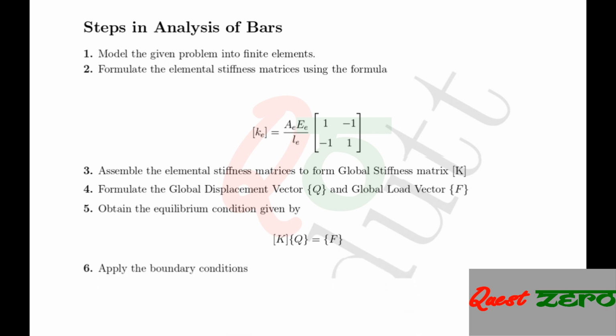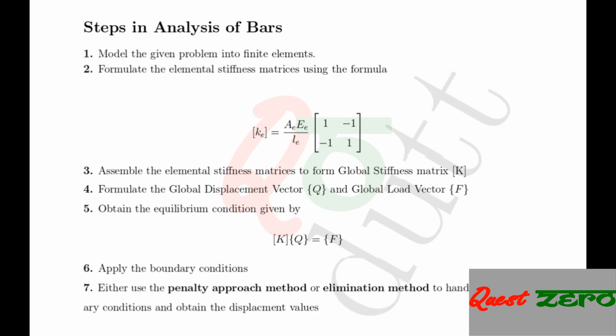We'll then apply the boundary conditions. What are the boundary conditions? Suppose a node is fixed, we will represent the displacement at that particular node to be 0, or if there is any provision given that there is a maximum displacement that can occur for a node, we will enter those. Once we have entered the boundary conditions, we will proceed further in two methods. One method is called the penalty approach method of handling the boundary conditions. The other method is called the elimination method of handling the boundary conditions.